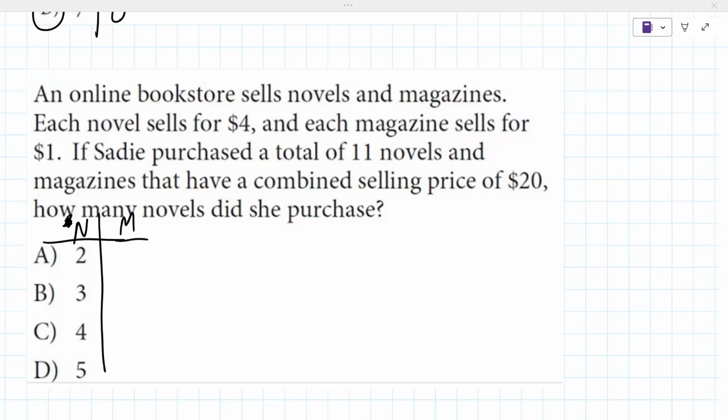Is it B? How much does a novel cost? How many novels did she buy then? How many, sorry, magazines. I'm sorry, I misspoke. Can you fill in the rest of this table? Okay, just making sure. Yes, it is B. Okay.